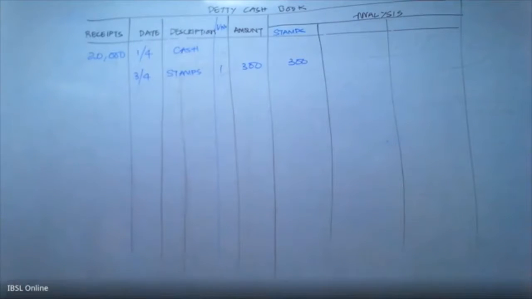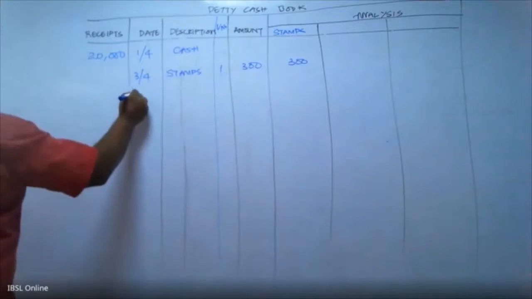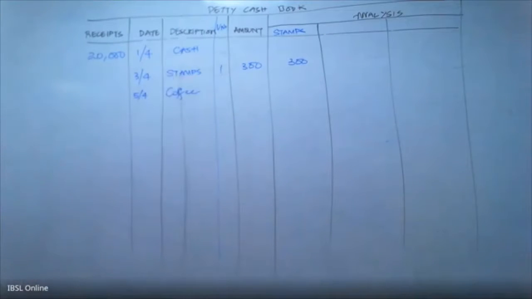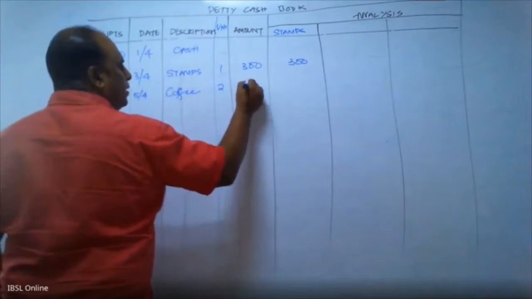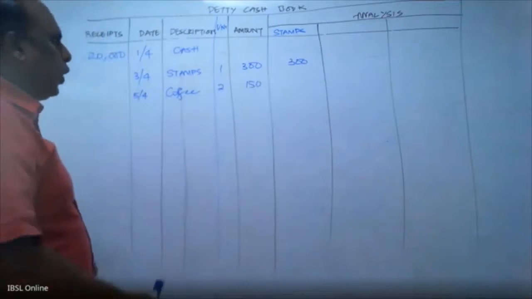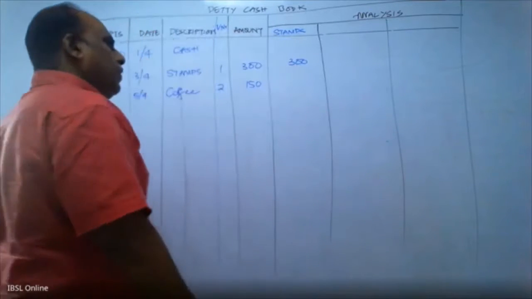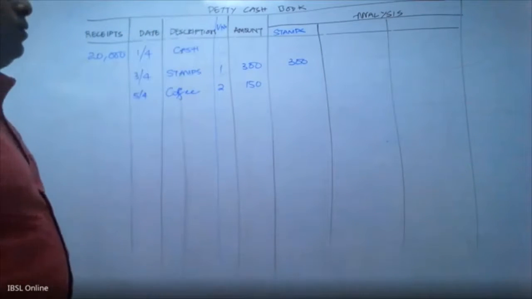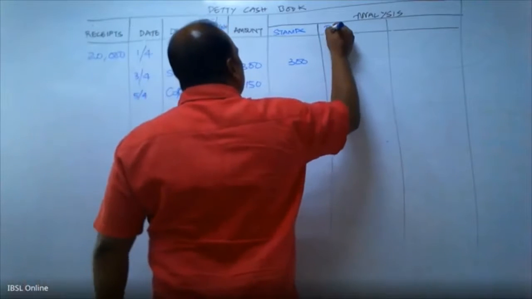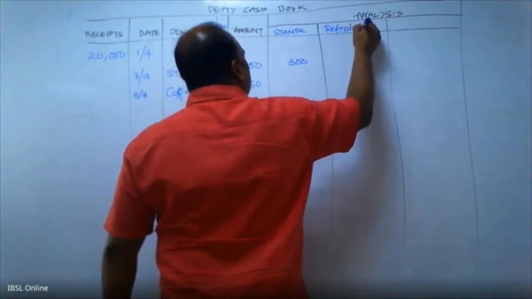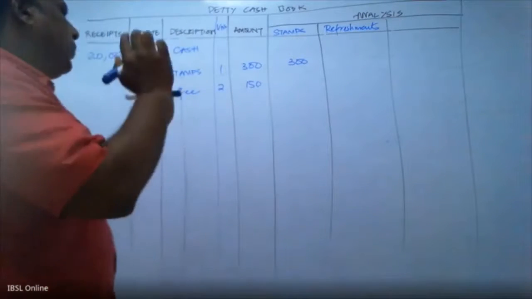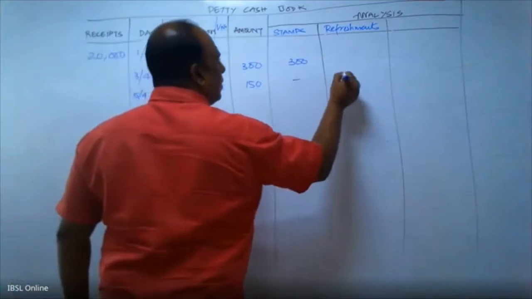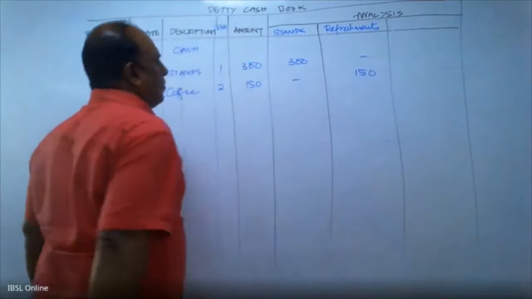Then the second transaction on 5th of April, coffee. And the voucher number is 2. You have spent 150. So I will not go and open a column called coffee. Otherwise, you will have to have names for everything. What we do is we call it refreshments. So whatever you buy, coffee, pastries, whatever you may buy, you can put it there. So the 150 will come here.